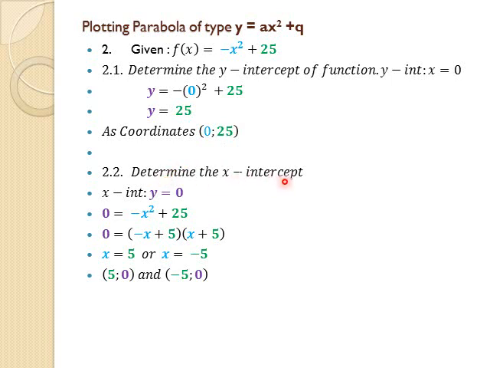Determine the x-intercept. For the x-intercept, y is 0. There is a difference of two squares, meaning that's a perfect square and that's a perfect square. So negative x times x would give me negative x squared. 25 will be positive 5 and positive 5. So there negative x equals negative 5, which makes x equal 5, and there x equals negative 5. So I have (5; 0) and (-5; 0).